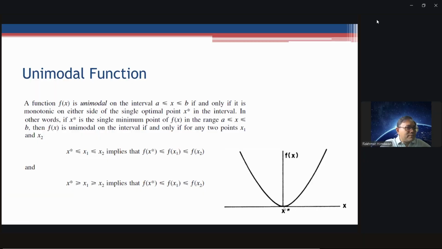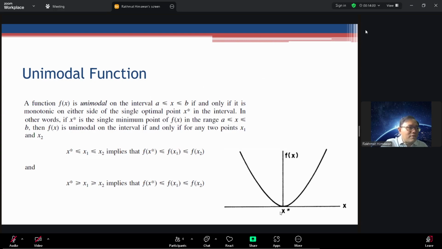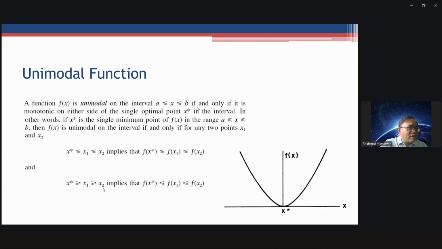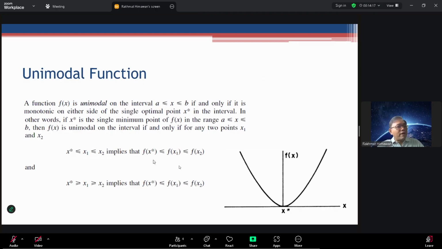It will make this curve, because whether you go to the right or to the left, f(x) is always getting bigger. The smallest f(x) is exactly in the middle, at x star. Okay, so this is what they call unimodal, and then apply this. Whether x1 and x2 are more or less than x star, f(x star) is always the lowest. Okay, unimodal.